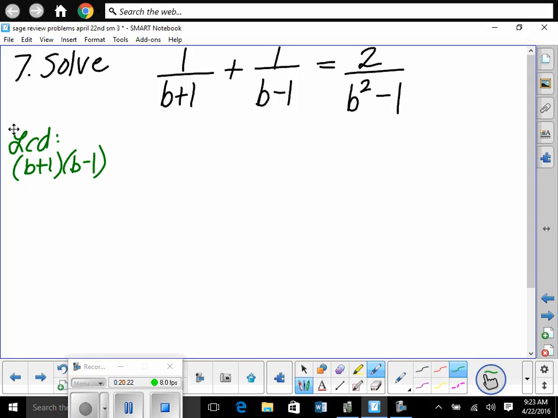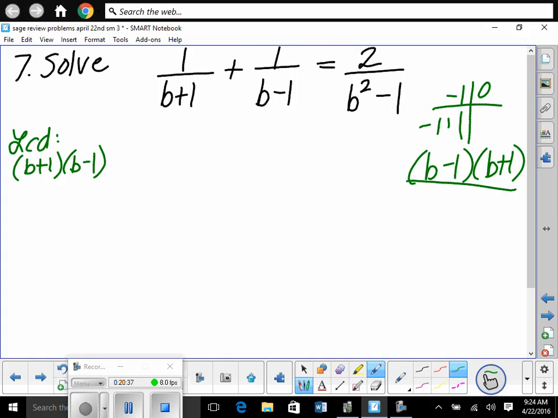So we're looking for what multiplies to be negative 1 and adds up to be 0. Negative 1 times 1, yeah? Doesn't that quick factor to be b minus 1 times b plus 1? Yes. So this bottom is really that. So aren't we good? Yes. Okay, awesome. So now, let's fix what we need to fix.